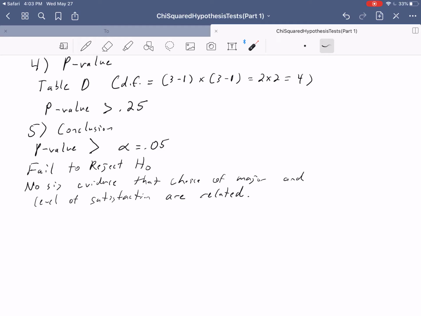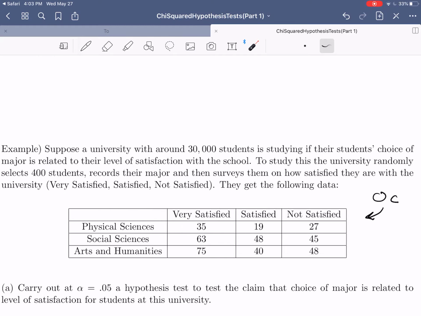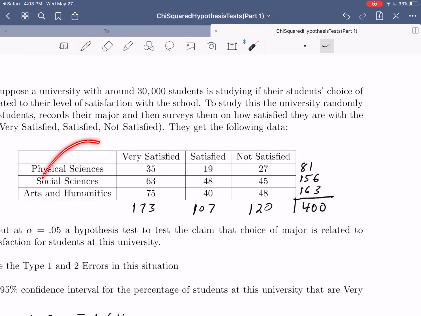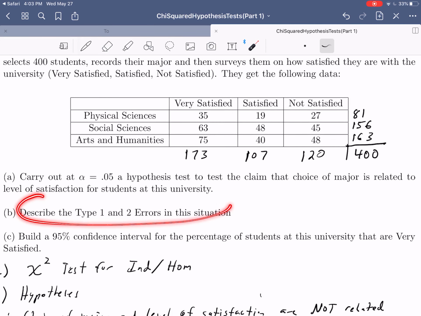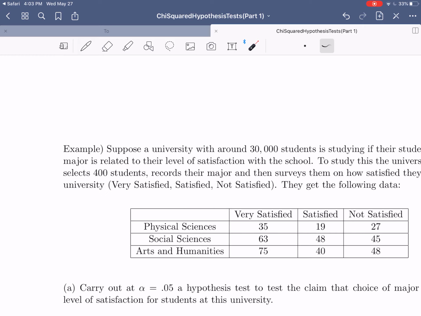Okay, so this is your first example of running this chi-squared hypothesis test, this chi-squared test for independence and homogeneity. And again, it's always going to be used when we see our information presented in a two-way table like that. That's your main tip-off to know when to run this procedure. Let's go ahead and quickly discuss the type 1 and type 2 errors in this situation.